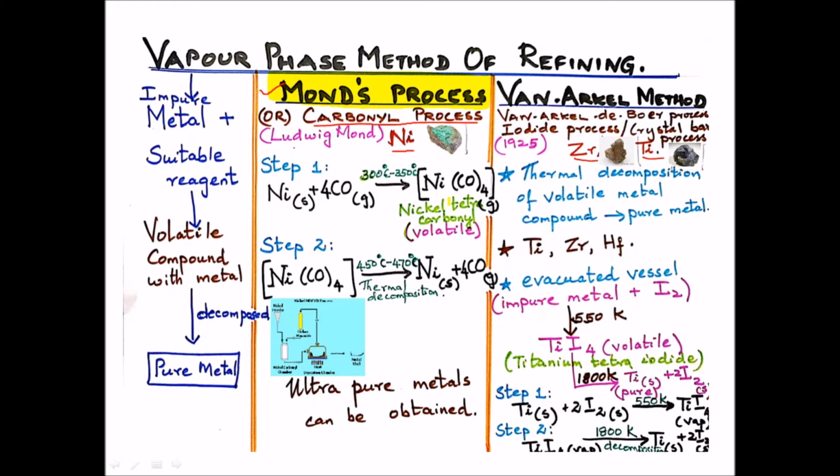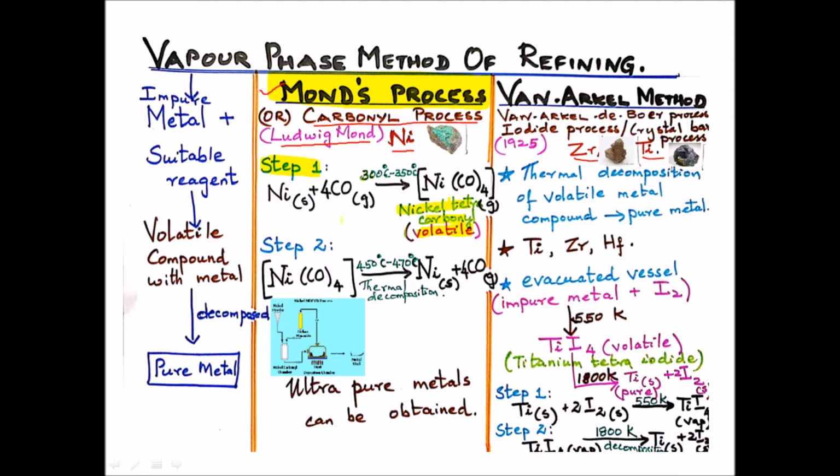Mond's process was found out by Ludwig Mond, and hence the name Mond's process. Since we use carbon monoxide in the Mond's process, this is also called the carbonyl process. We take nickel in the first step, where it is combined with carbon monoxide and forms nickel tetracarbonyl in the gaseous form, a complex which is volatile in nature.